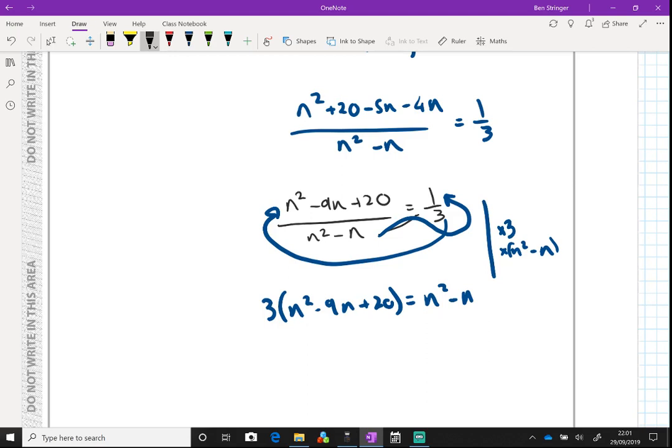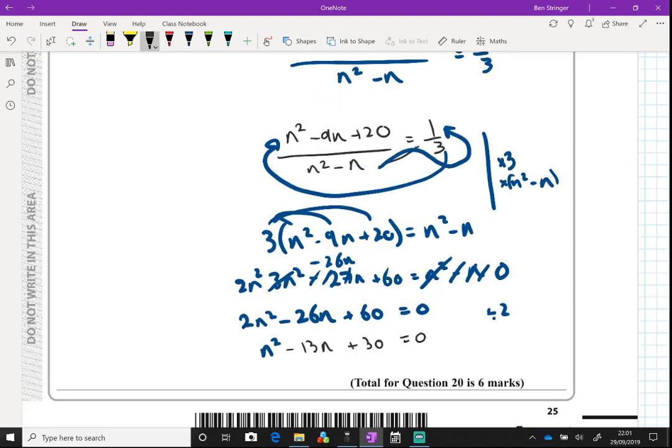Divide everything by 2 because they're all even numbers. So n squared minus 13n plus 30. Two numbers that times together to make 30, but add together to make negative 13. They've got to multiply to make a positive, but add to make a negative, so they're both going to have to be negative. What about 10 and 3? Negative 10, negative 3, yeah. n minus 3, n minus 10 equals 0. So n could be 3 or 10.